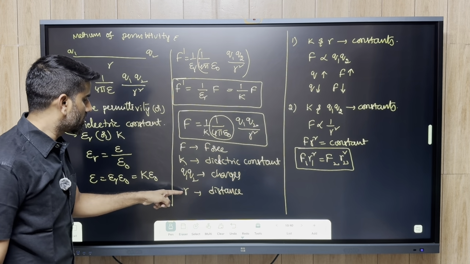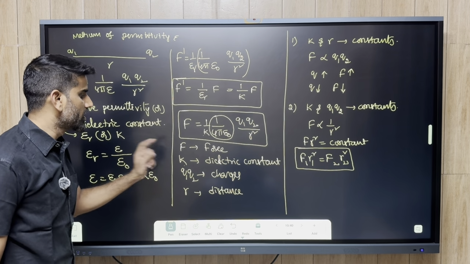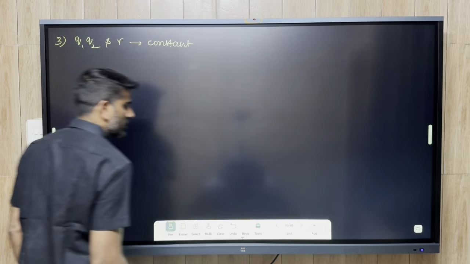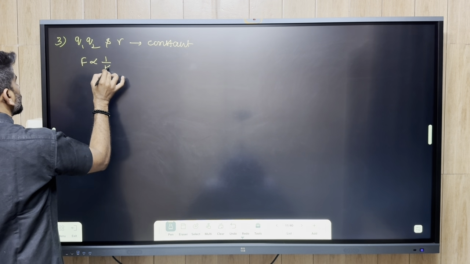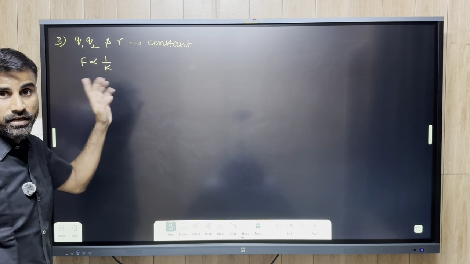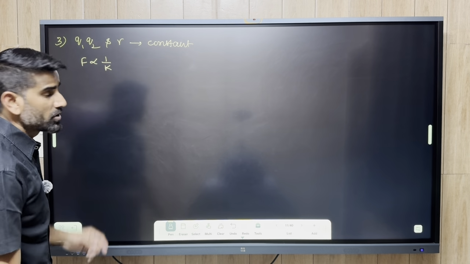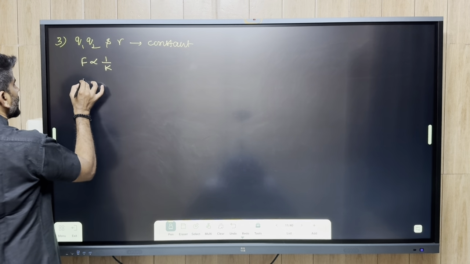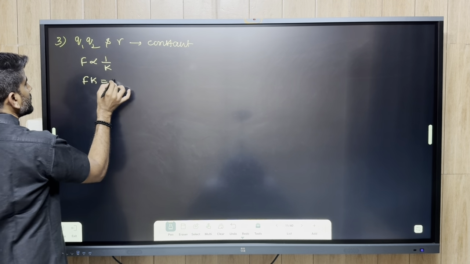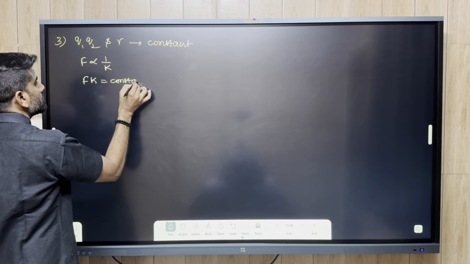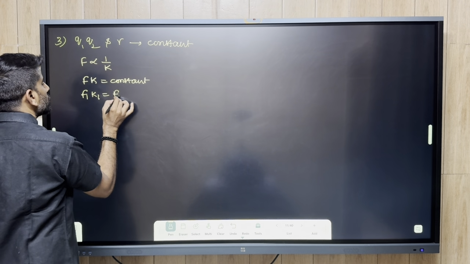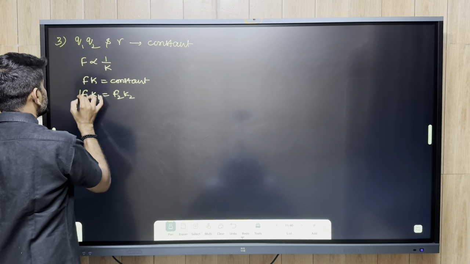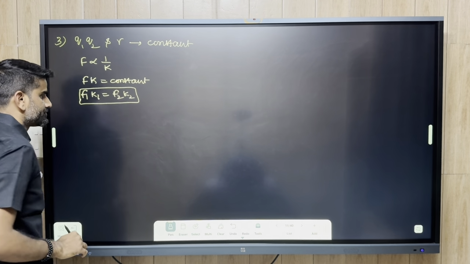If these are constant, I can define the relation between force and dielectric constant. So from the equation, F is proportional to 1 by K, where K is the dielectric constant, not the Coulomb's constant. So F K is equal to what? Constant. Now F1 K1 is equal to F2 K2. This is the other result.